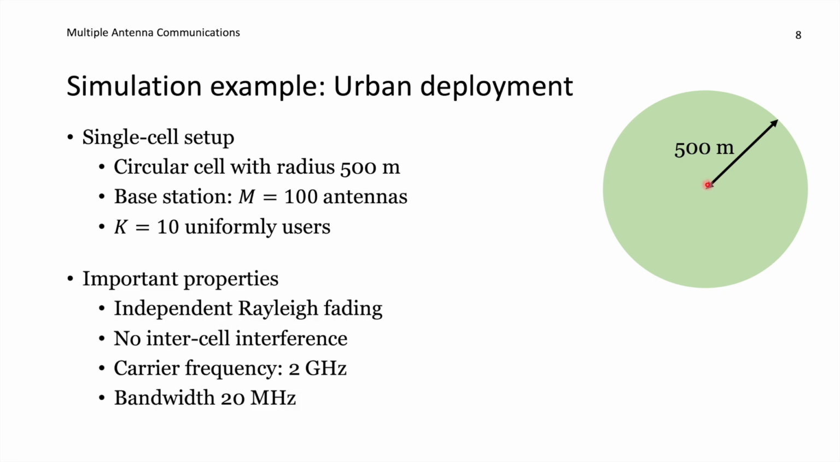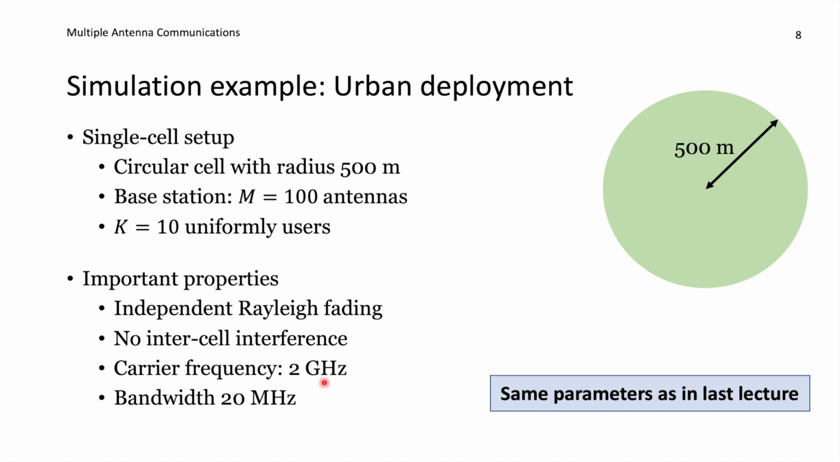Some important assumptions are that we are considering independent Rayleigh fading, there is no intercell interference or anything, we are working at a carrier frequency of 2 GHz and we're using 20 MHz of bandwidth. There are many other parameters that you need to define in order to run a simulation like this. I will use the same ones as in the previous lecture, so you can go back to that one if you would like to have the exact list of parameters.